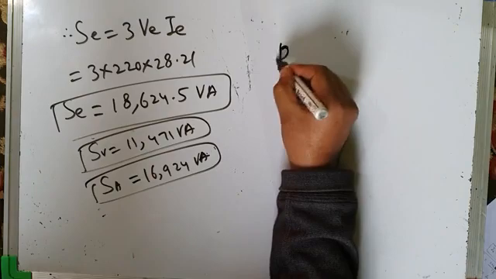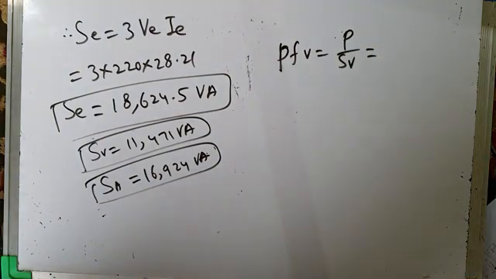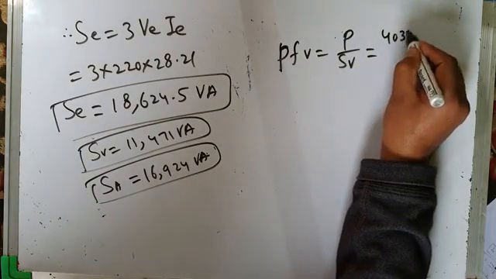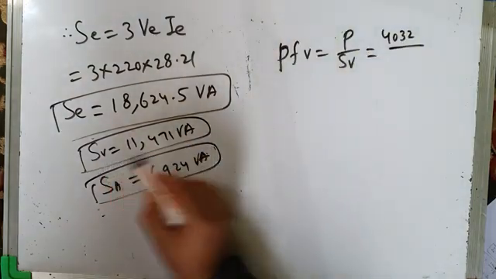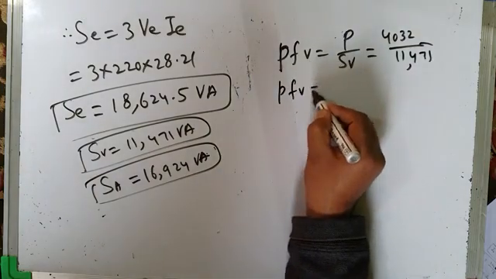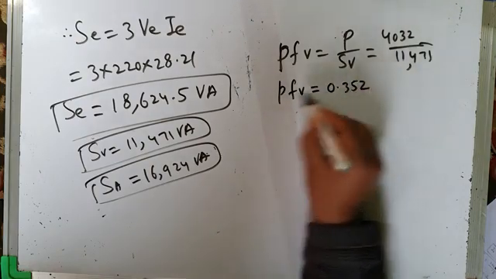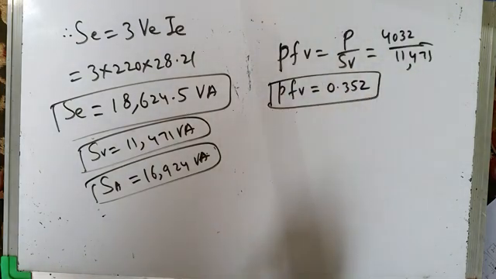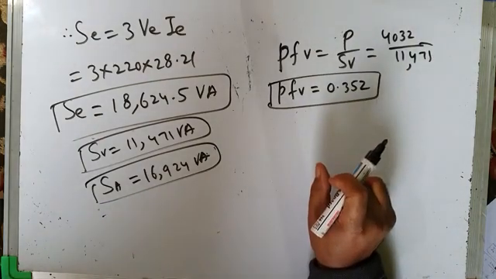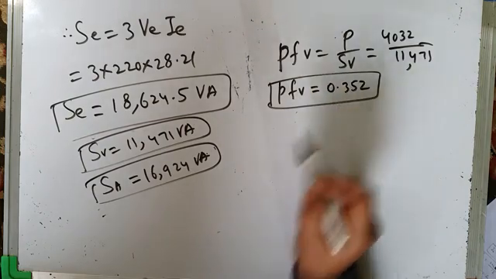Like you can find vector power factor, it is P by SV. And how much is P? Total three-phase power. Total three-phase power is 4,032 by SV. SV is vector apparent power, 11,471. And if you find vector power factor, as per my calculation, it comes out to be 0.352. Power factor is very poor because you have a very strong inductance here, 13 ohms inductance connected between lines A and B. Okay, that's why power factor is as low as 0.352.